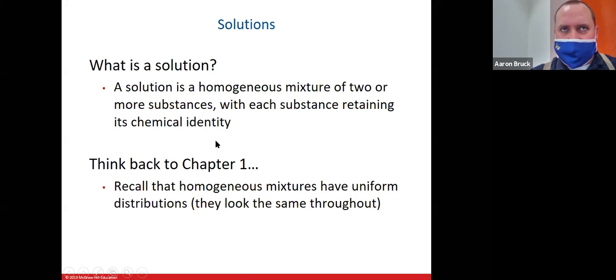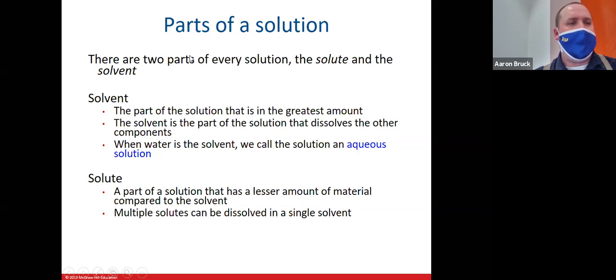But now that we have a greater understanding of chemistry and of physical science overall, we can expand upon this. So what are the parts of a solution? Every solution has at least two components. There is the solute, the substance that is dissolved, and the solvent, the stuff that dissolves all of the other stuff. By definition, the solvent is the substance present in the greatest amount. More often than not, that substance is water, and when water is the solvent, we call that solution an aqueous solution.